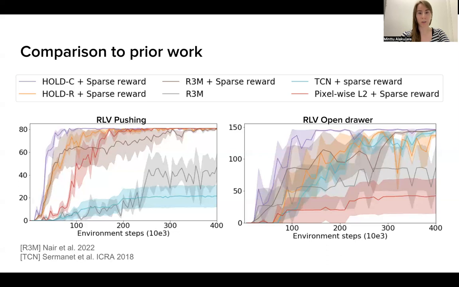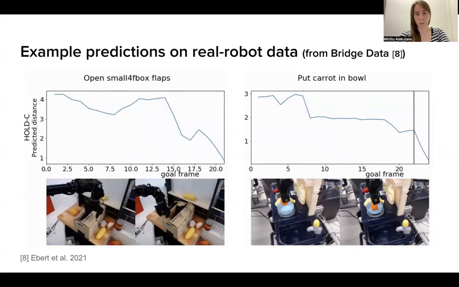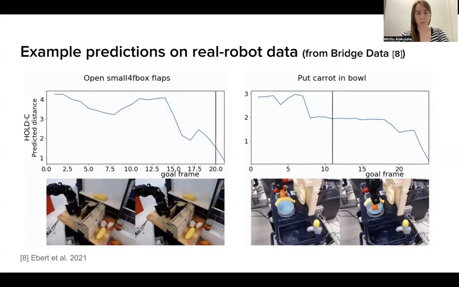As our models are trained on real-world data, they have potential to handle the diversity of environment conditions encountered by real robots. We obtained promising distance predictions for real robot demonstrations from Bridge data. We'll leave policy training for further work.